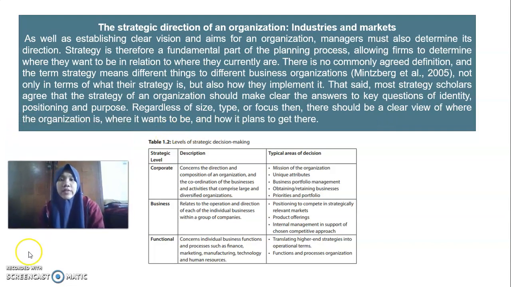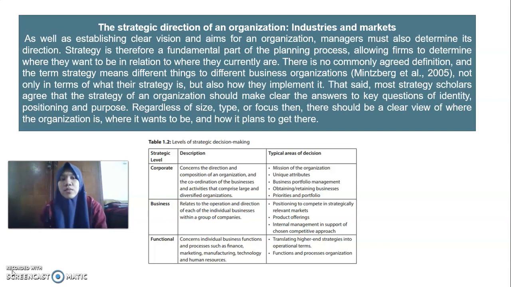The strategic directions of an organization, industries, and markets, as well as establishing clear visions for organizations, managers must also determine its directions. Strategy is therefore a fundamental part of the planning process, allowing firms to determine where they want to be in relation to where they currently are. There is no commonly agreed definition, and the term strategy means different things to different business organizations, not only in terms of what their strategy is, but also how they implement it.